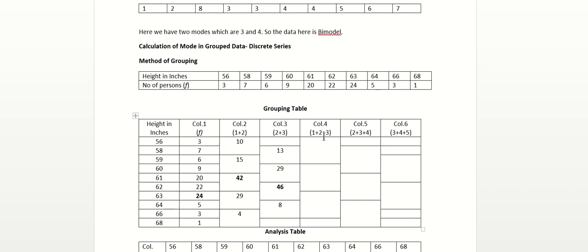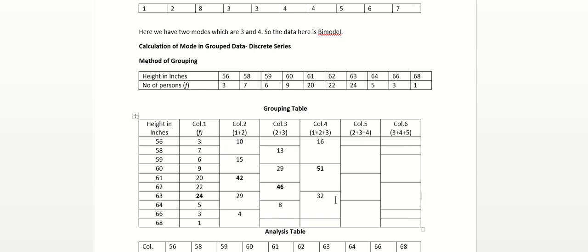Now for column number 4, we will add 1 plus 2 plus 3, right? It means 3 plus 7 plus 6. The first 3 observations I will add. This is 16. Then I will add the next 3, it means 9 plus 20 plus 22, so it becomes 51. Then again the next 3, which are 24 plus 5 plus 3, so here I will get 32. This is how I have calculated column number 4.